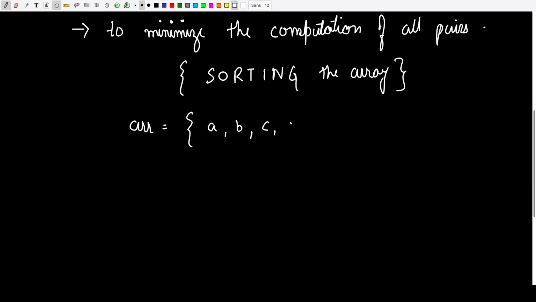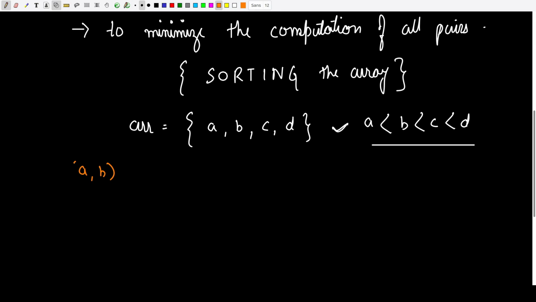Now let us say there is some array which is given to us and we have already sorted that array, and the sorted array looks something like this, which is A, B, C and D, which simply means A is less than B, B is less than C and C is less than D. So this property holds. Now from the first level of optimization, we understood that rather than computing the difference between all the pairs, all we have to do is compute the difference between AB, BC and CD. So this is the first level of optimization we have done.